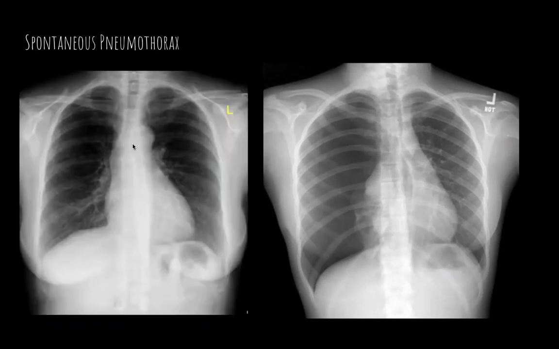Again, this is a normal chest X-ray, and we see those interstitial markings are present on both sides. And then we also see the lung vasculature, and we can't see any visible pleura.